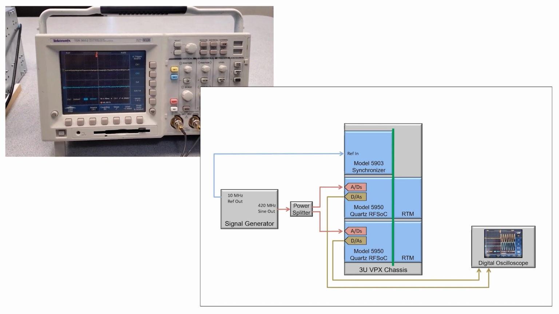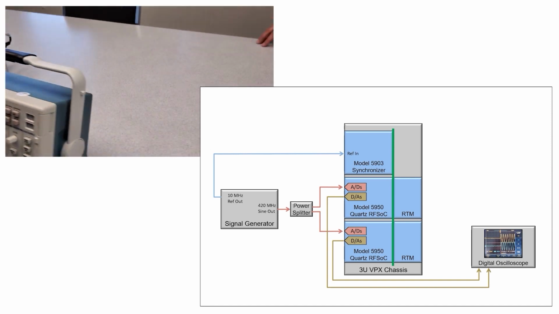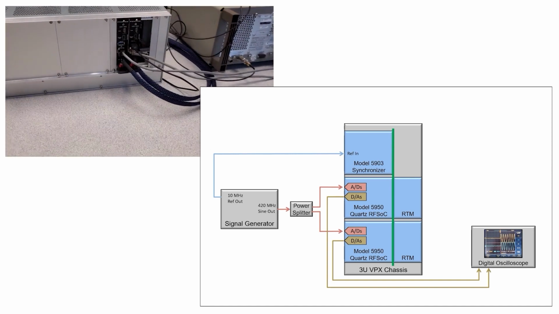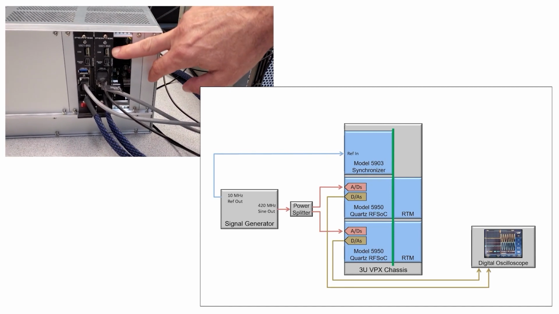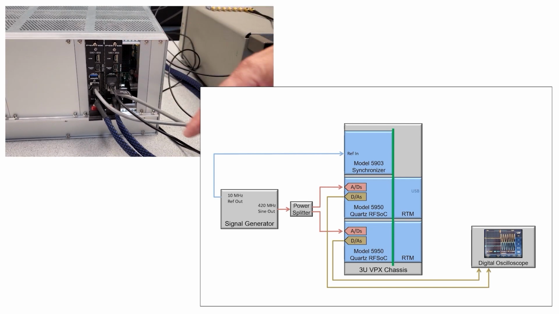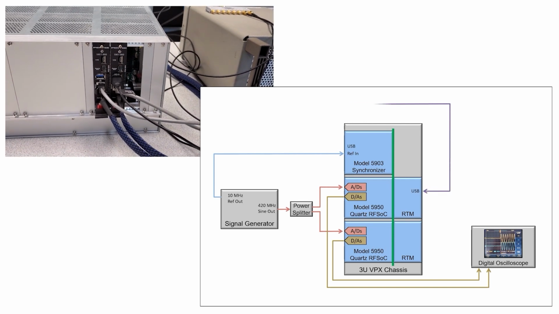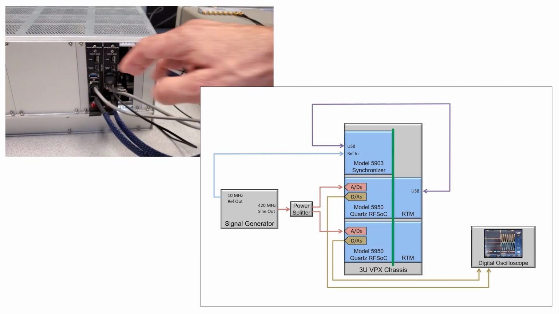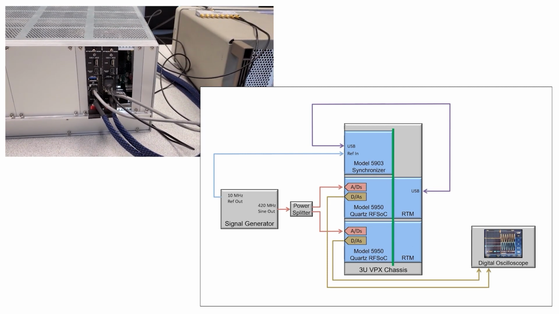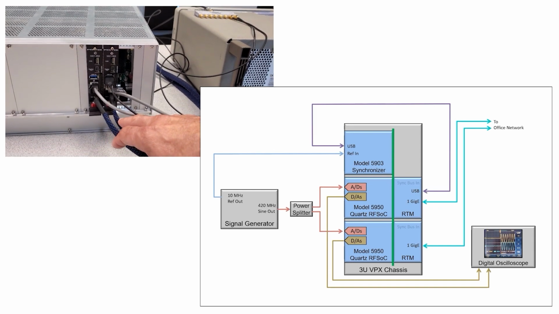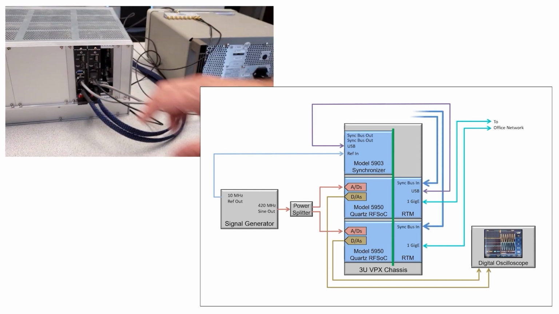If we go around to the back of the chassis, you can see how we've got things interconnected. The rear transition module for this 5950 actually has a USB connection to the 5903 on the front. We'll show that to you. And then, of course, we've got two Ethernet cables, one for each 5950, going to our office network. And here are the two synchronization cables going into the sync inputs of the rear transition modules.